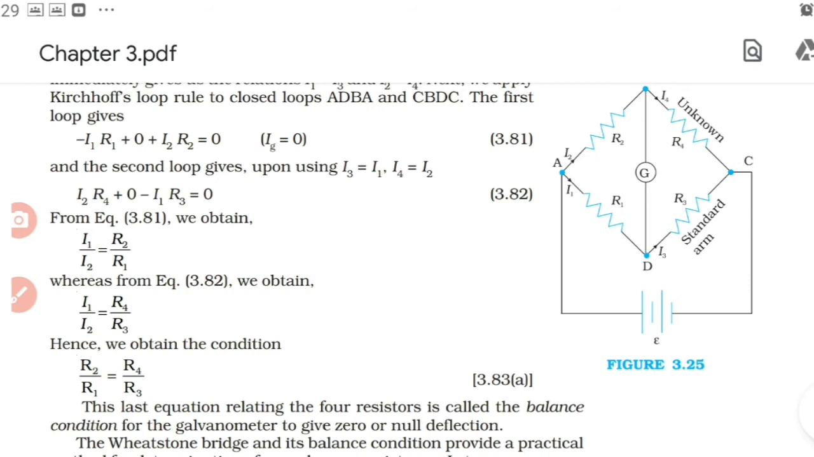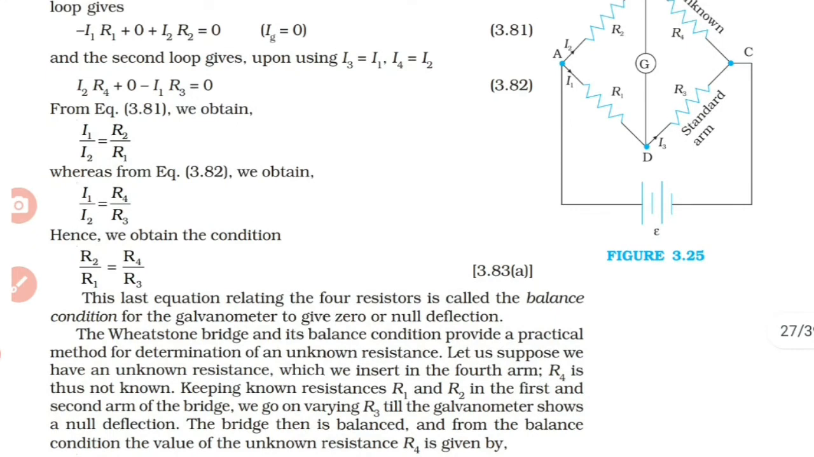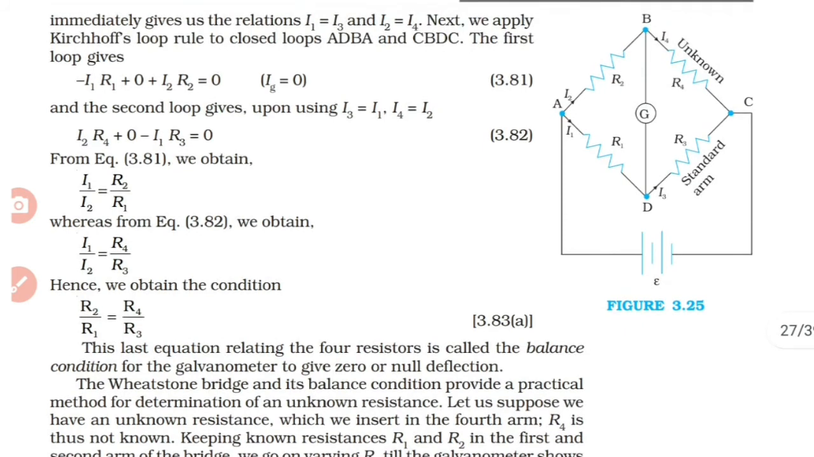Okay. So the balancing condition for Wheatstone's bridge is what? R1 by R2 equal to R3 by R4. So this is how we obtain the balancing condition for Wheatstone's bridge. Basically, Wheatstone's bridge is used to find an unknown resistance. You can see in the diagram it is written unknown arm and standard arm like that.